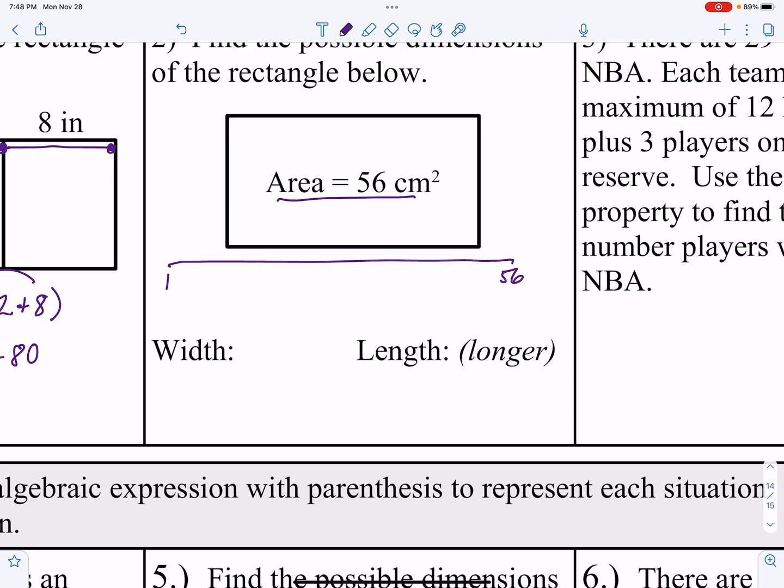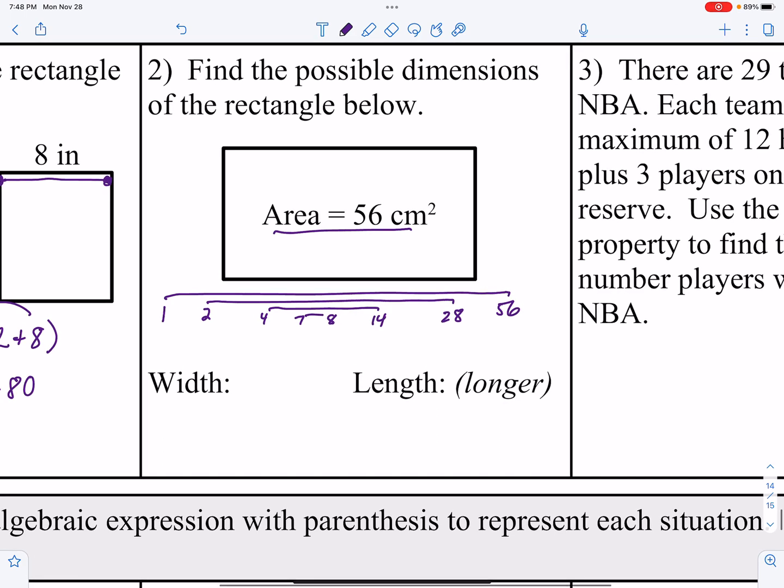I know that 2 and 28 is an option. And if I didn't, I could do 56 divided by 2. 3 doesn't work. I can do that division. 4 does work. We have 4 and 14. And then that is going to be it with that. And then we have 7 times 8 is 56. And that's all the way to our center. All right. So those are all of our options.